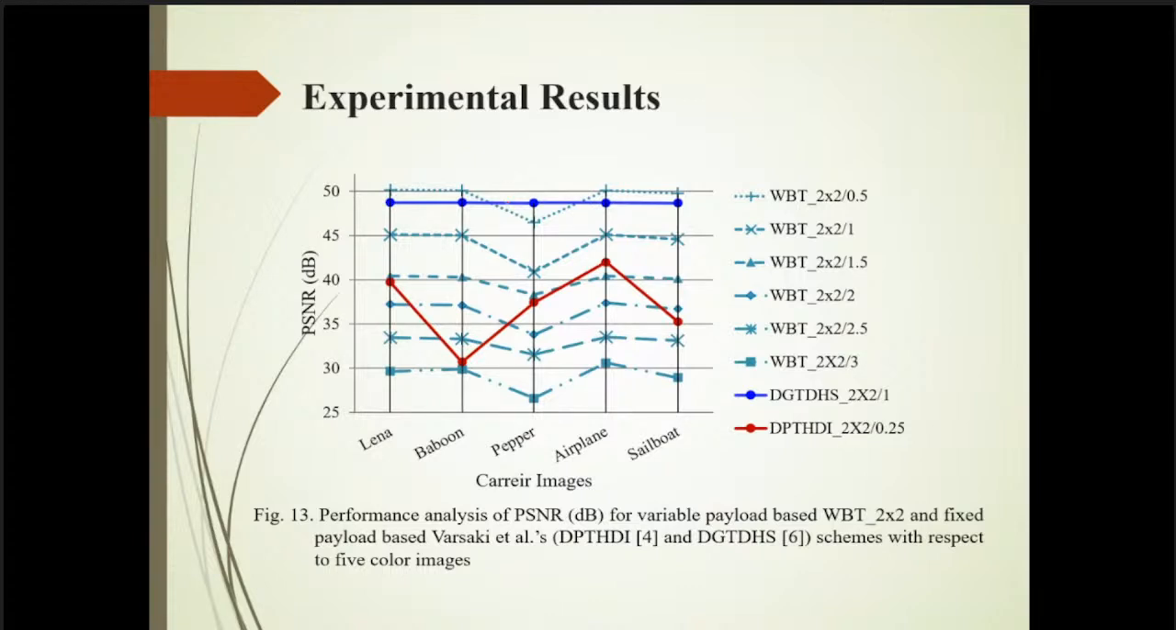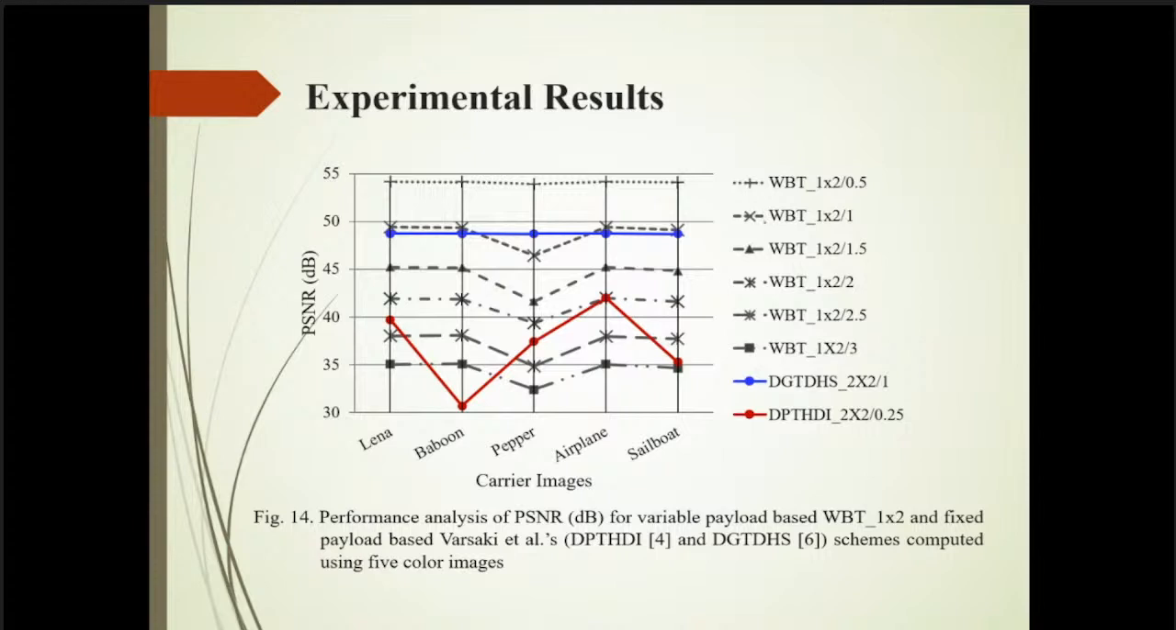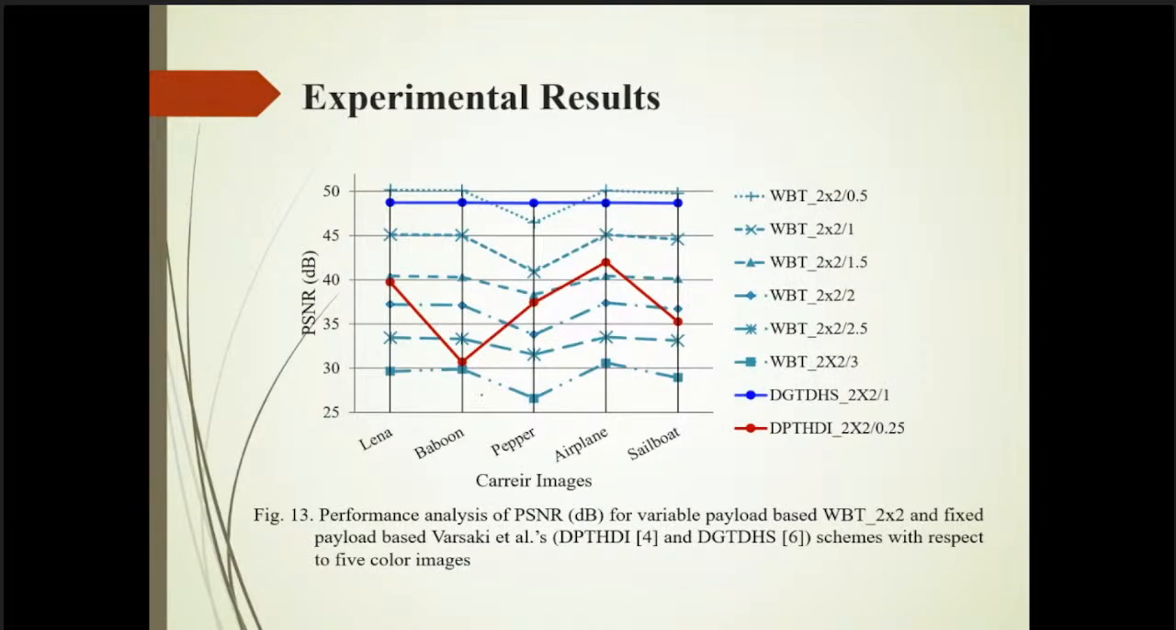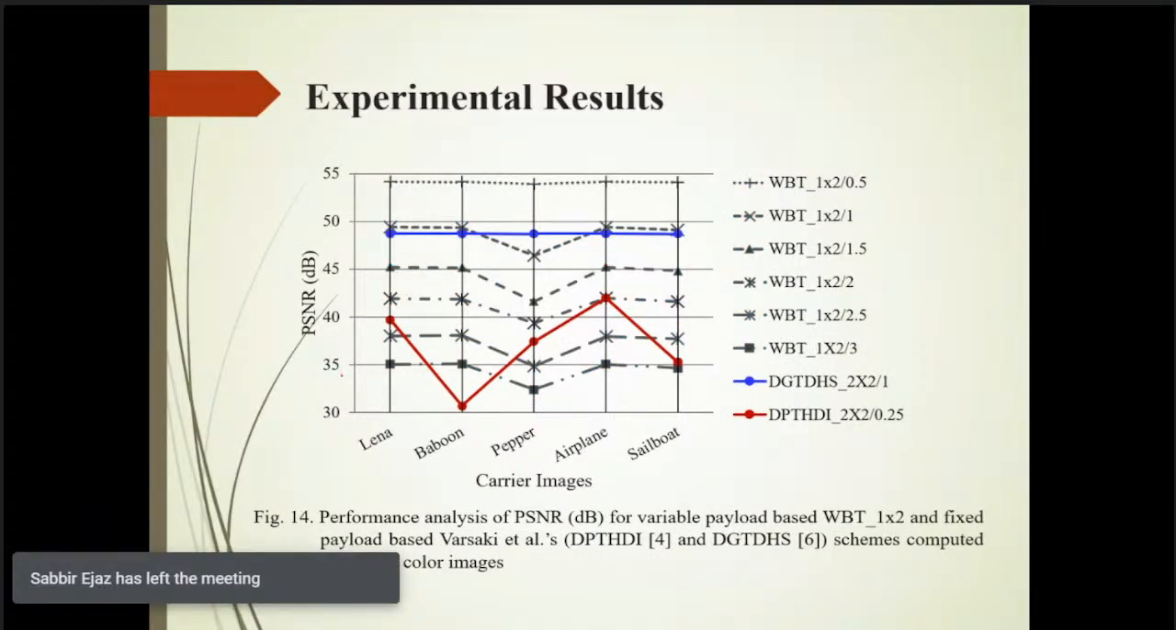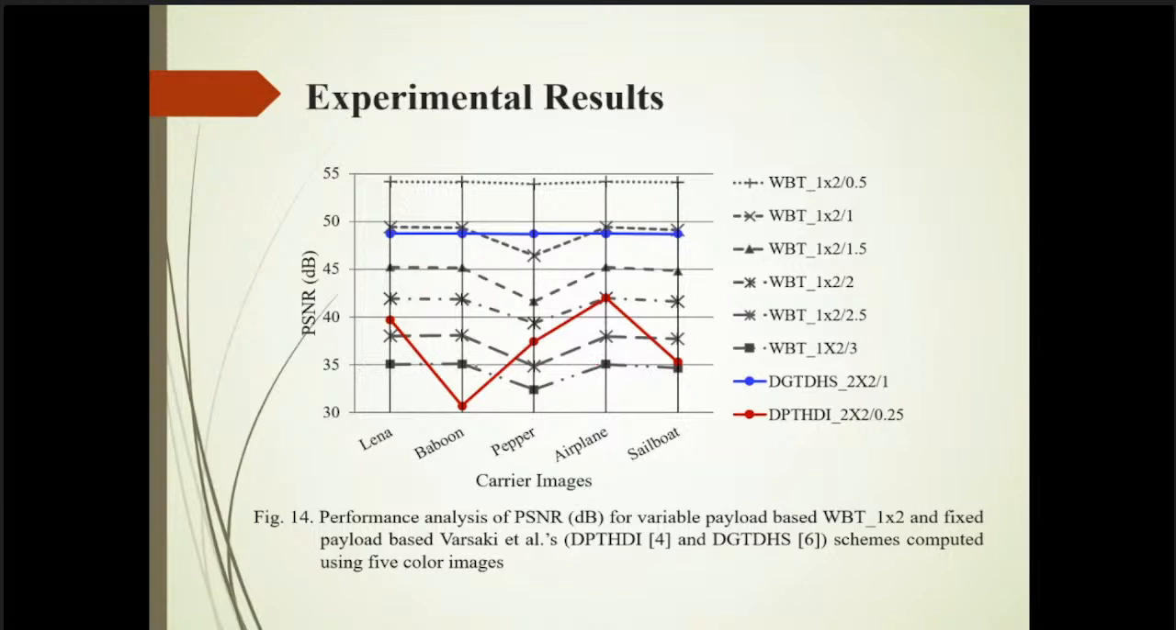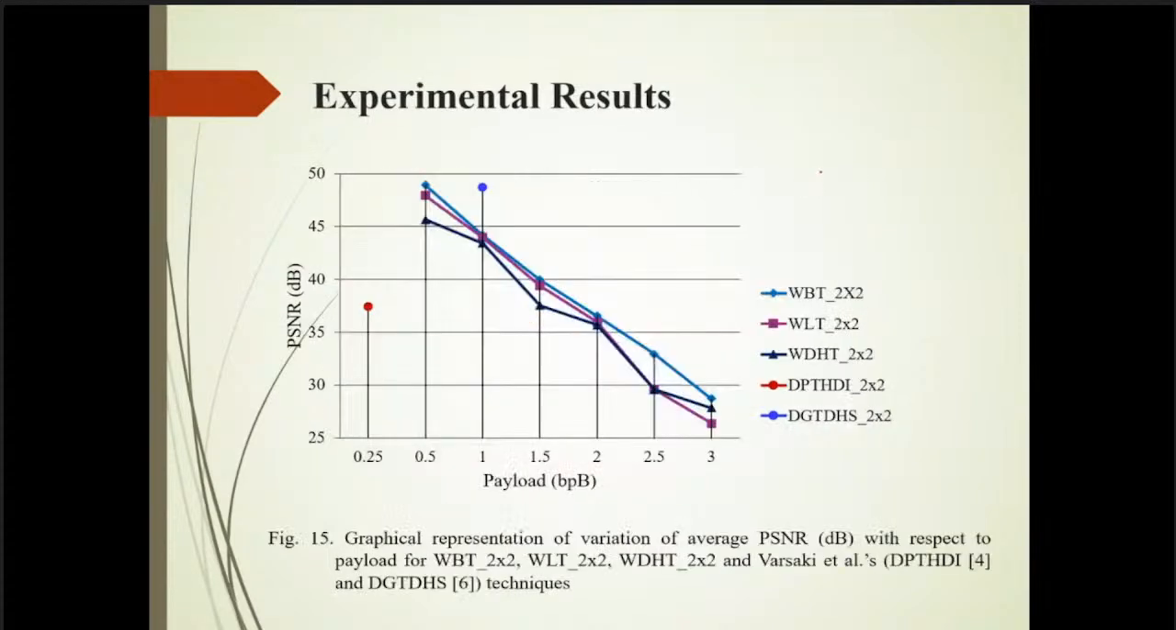That is very good. And for 1x2, the baboon image gives some issues, but still the 1x2 window gives much better results than the 2x2 window. With the 2x2 window, in some cases it comes down to around 30, but for the 1x2 window, around 30 to 35 is the lowest in most cases except these two. That means we prefer the smaller window for better results. That is another observation from my point of view.